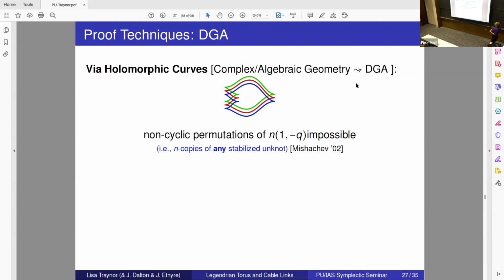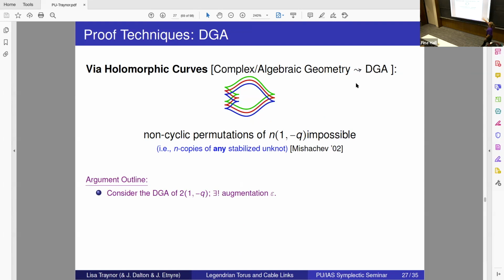If you wanted to do, okay, so now I'm keeping P equal to 1, but I'm going to allow more Q's. So again, each component is an unknot, but these are what we often call n copies of an unknot, TB minus Q unknot. And Mishachev did this. He showed that non-cyclic permutations are impossible.